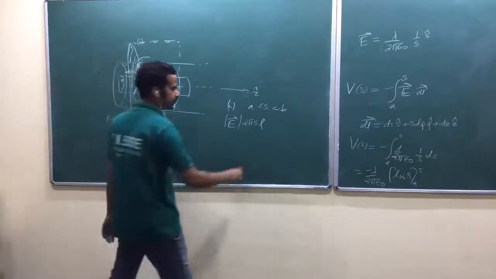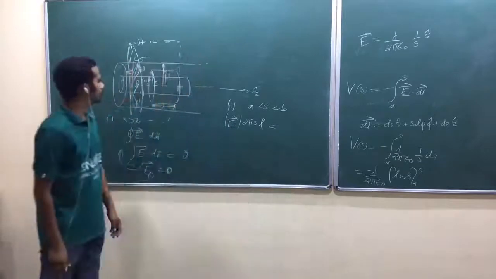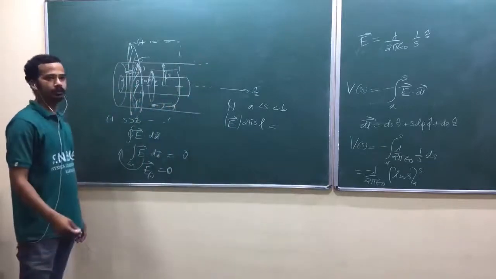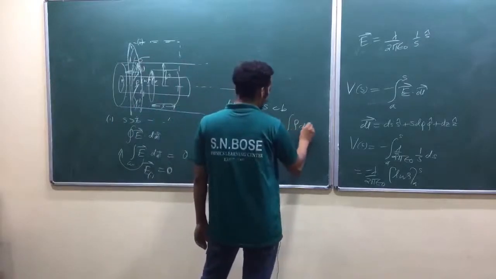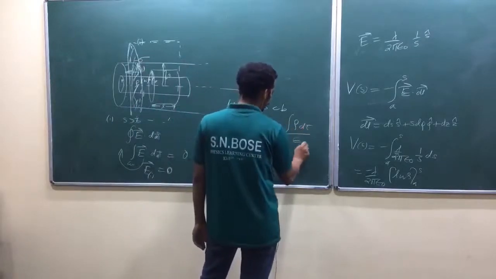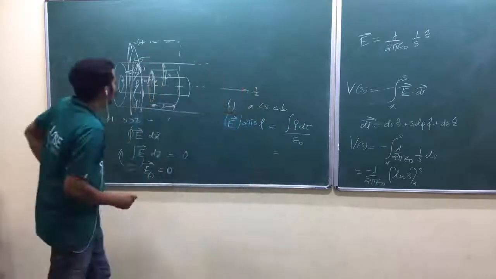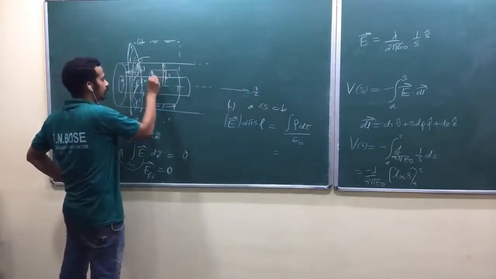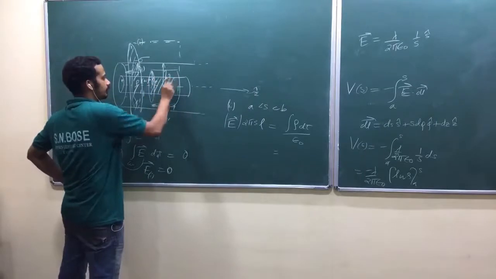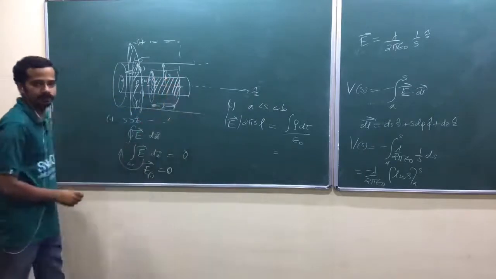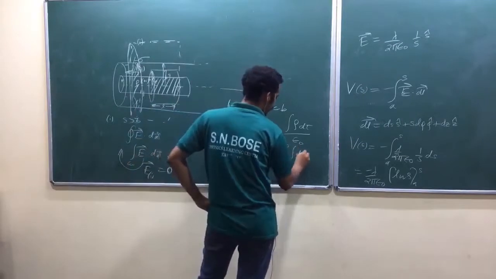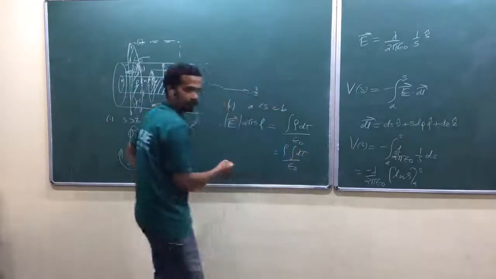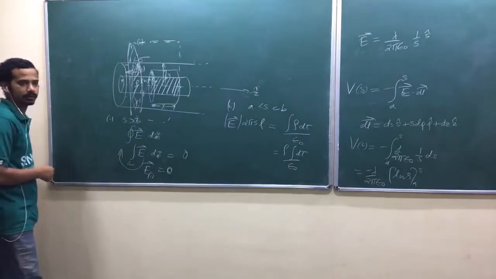Cylindrical symmetry. Am I right? What is Q enclosed? Now you have to do that integral. Integral rho d tau whole divided by epsilon naught. Now there are no charges in the space, only charges enclosed in this region, isn't it? Now you have to do that volume integral. Rho will come out, integral of d tau. Am I right? Because rho is constant. He said uniform positive charge density.